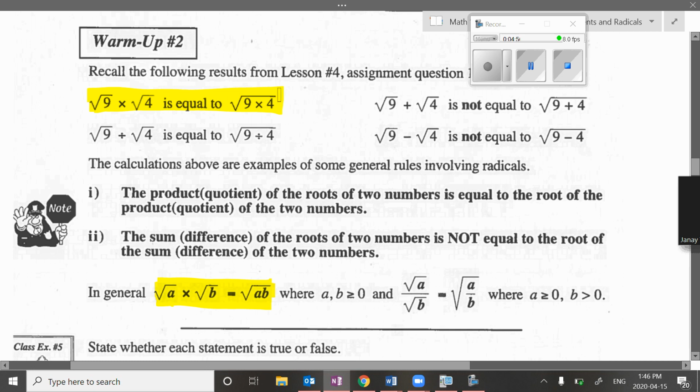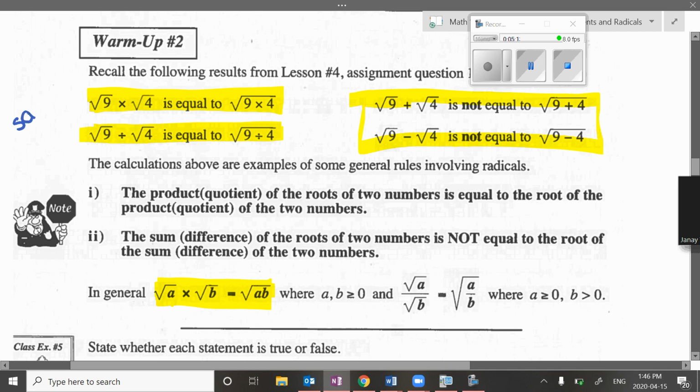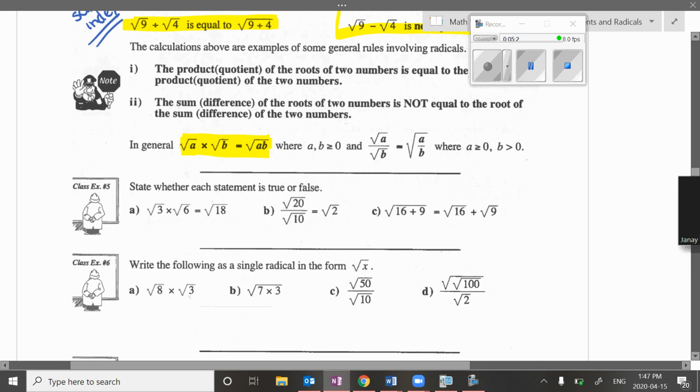The same idea can be written for division. You could write it out like that. This does not work, super important, does not work for addition and subtraction. And it also has to be the same index. That's really important with these pieces. It has to be the same index. Okay, so let's go to class example 5.